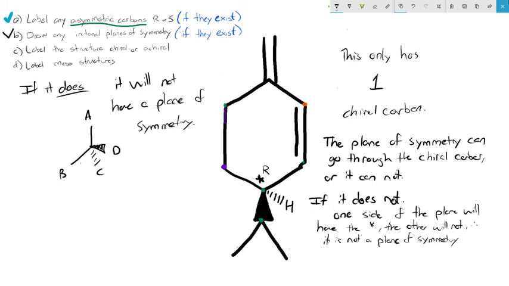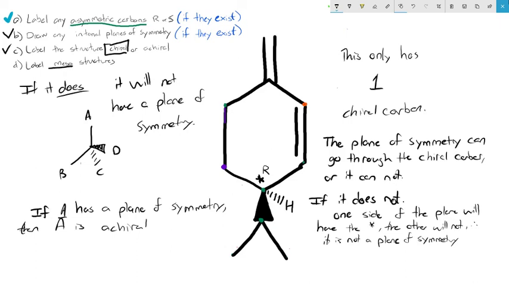So that's the second part done. Third part, label a structure chiral or achiral. Following through with the definition, here is an equivalent form of the definition of chiral or achiral. If some compound, we'll call this A, has a plane of symmetry, then A is achiral. From our discussion in part B, our compound does not have a plane of symmetry, therefore it is chiral. It is not achiral, it's chiral.